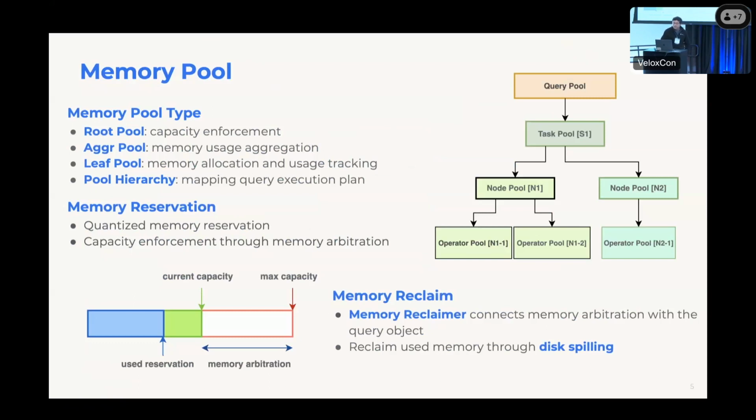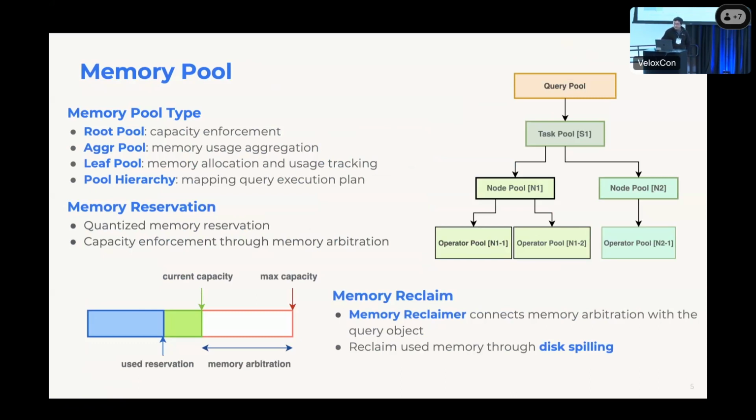So we provide quantized memory reservation. The idea is that we do not reserve memory for every single memory allocation. Suppose an operator allocates 100 bytes. We actually reserve 1 megabyte of memory from the root memory pool. Then for the next allocations, up to 1 megabyte, we don't have to reserve memory from the root pool. This significantly reduces the lock contention overhead at the root memory pool.